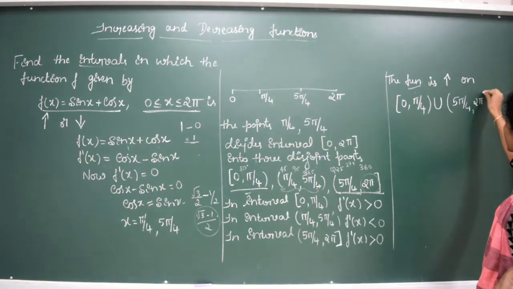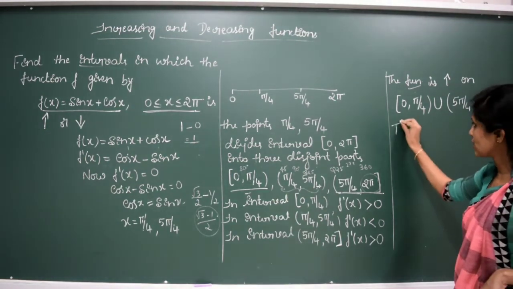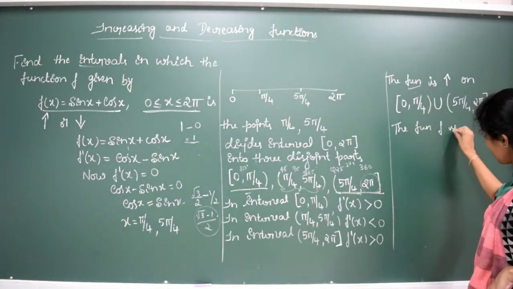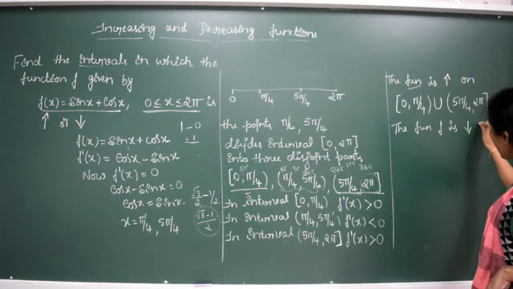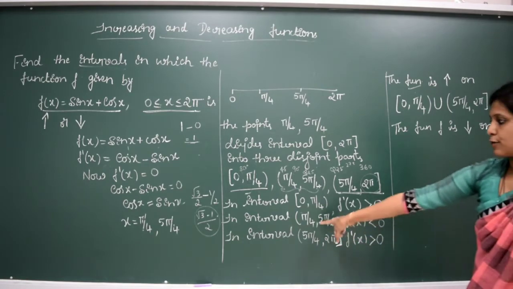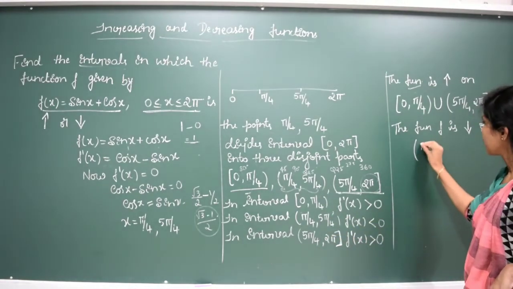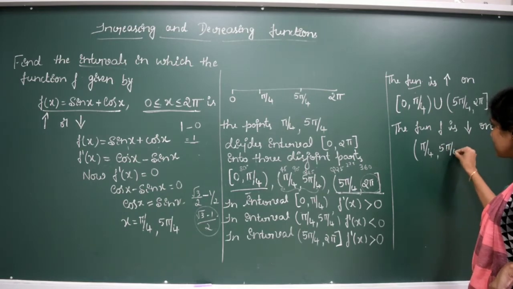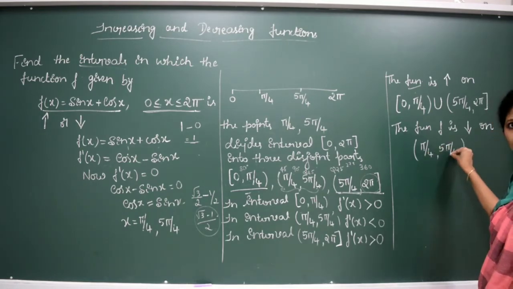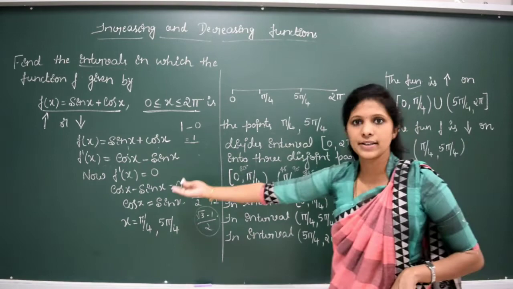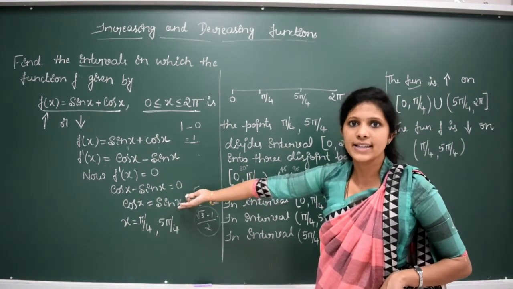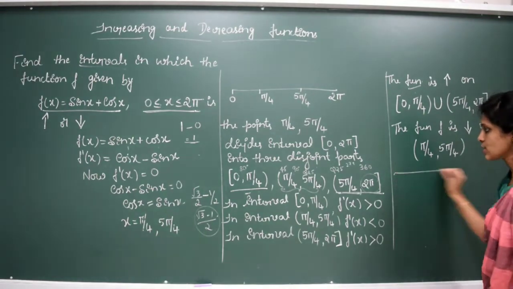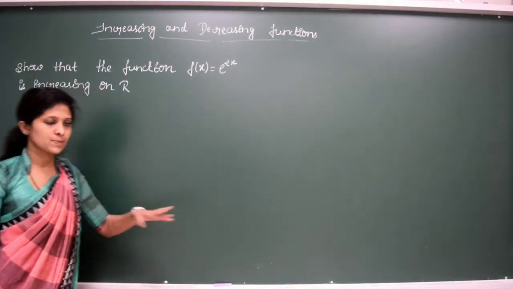Here the function is increasing, and the function f is decreasing on the interval pi by 4 to 5 pi by 4. What happens if you substitute pi by 4 and 5 pi by 4? The values of cos x and sin x will be equal, right? So you will get it as 0. So that's why these two values are not included. So this should be the final answer, with the exercise problem, okay?